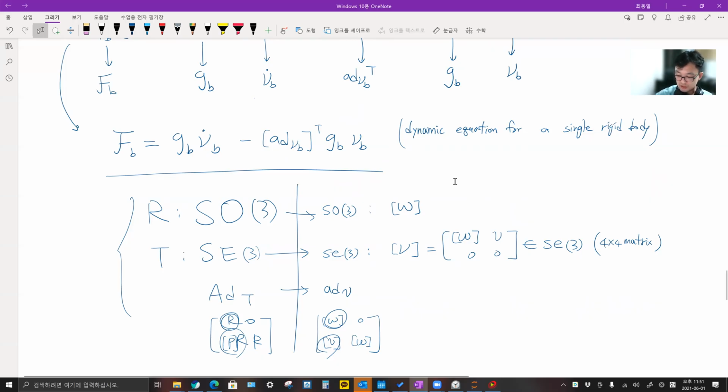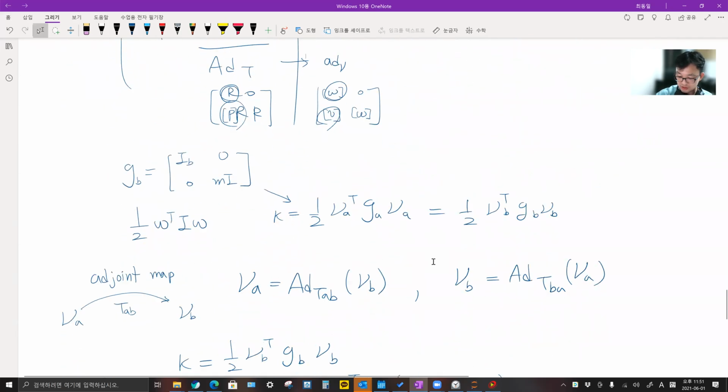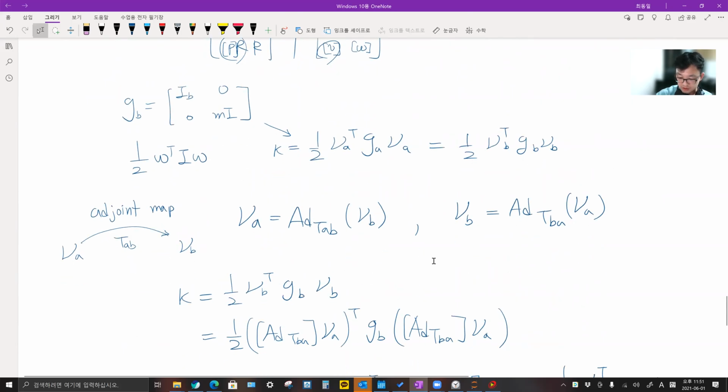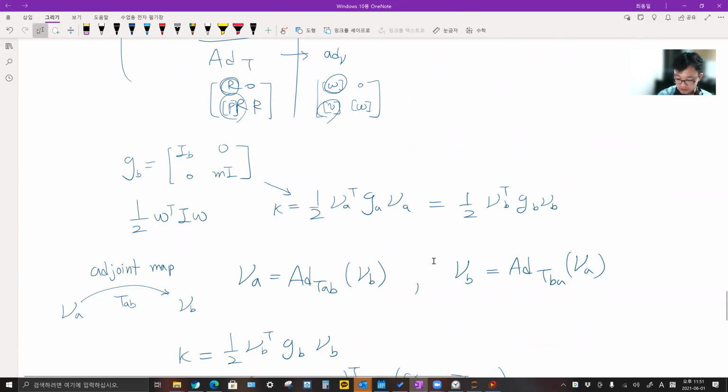So in here, the important thing was the adjoint, small adjoint. Actually, in rotation, there is large SO3. It can be transformed to small SO3, and large SE3 can also be transformed to small SE3. Similarly, large adjoint can be converted to small adjoint. So this one is very, very important. And also, there is the adjoint map.